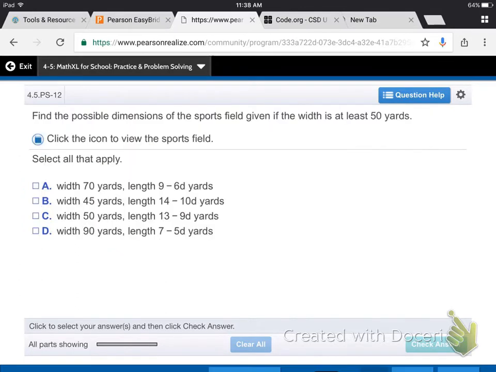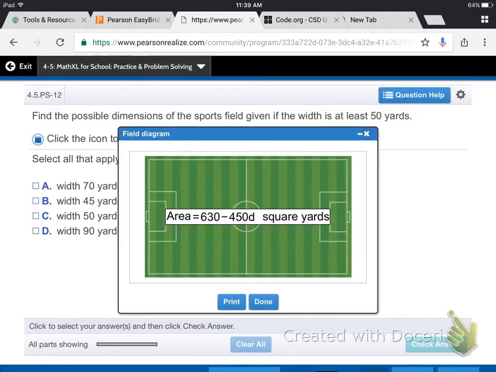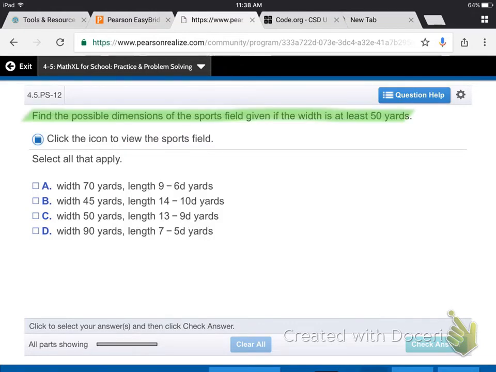Good. Okay, here we have a different kind of problem. It says, find the possible dimensions of the sports field given the width is at least 50 yards. All right, actually let's look at the next. Here is the picture of the field. It says the area is 630 minus 450d square yards. And so we want to find the possible dimensions of the field if the width is at least 50 yards. Okay, so let's come back to this problem.